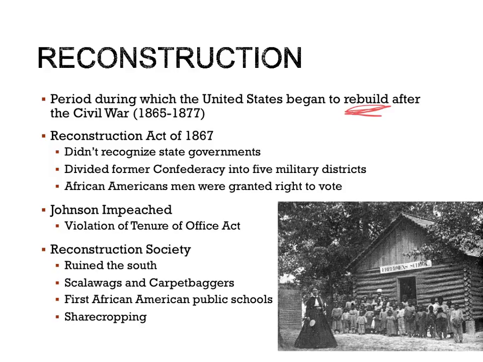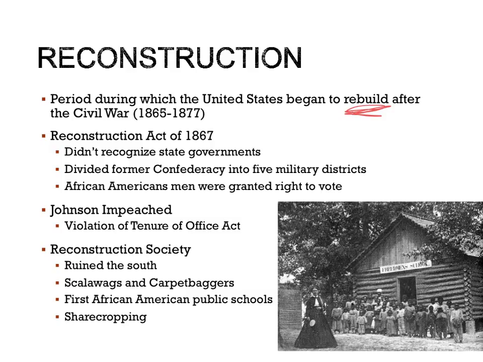Now, one big piece of the Reconstruction period is when Andrew Johnson is impeached. Now, an impeachment is just when a president is put on trial. It does not mean that he is kicked out of office. A lot of students get confused with that. They think an impeachment is someone getting kicked out of office, but that is not the case. An impeachment is the trial, and they can be found guilty or not guilty of whatever they are being charged with.